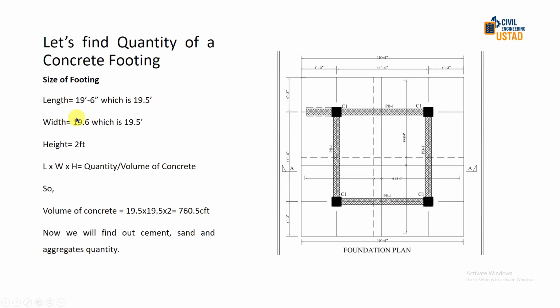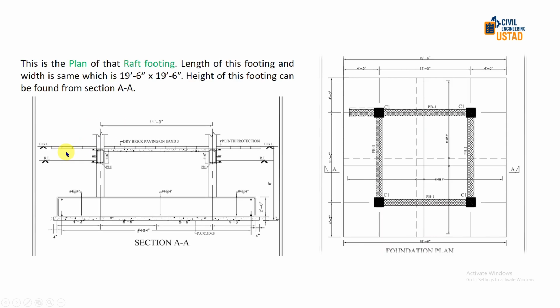Now let's find the quantity. The size of the footing length is 19 feet 6 inches. As you can see here, the length is 19 feet 6 inches from this edge to this edge. And the width of this footing is 19 feet 6 inches, same as the length. As you can see, we have 4 feet 3 inches here, 11 feet here, and 4 feet 3 inches here. If we sum these values, we will get the same value, 19 feet 6 inches. Height can be seen in the section here. As you can see, the height is 2 feet.